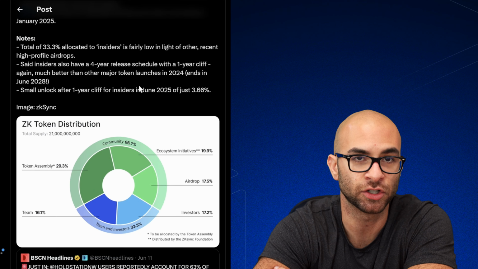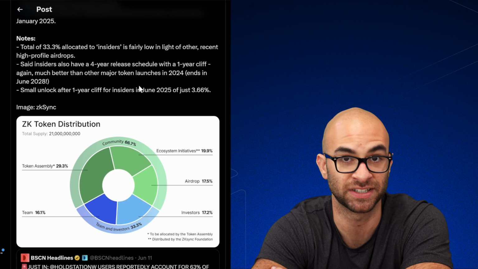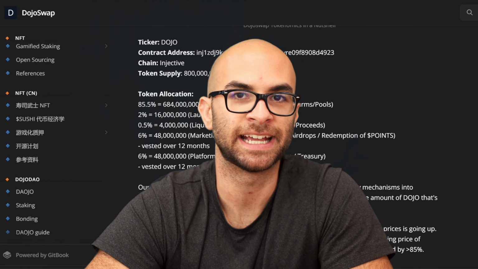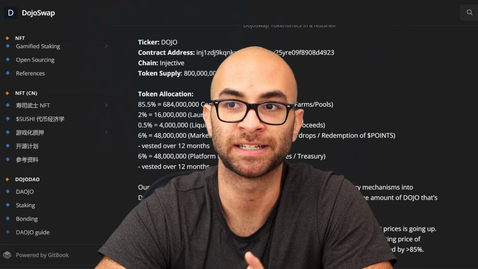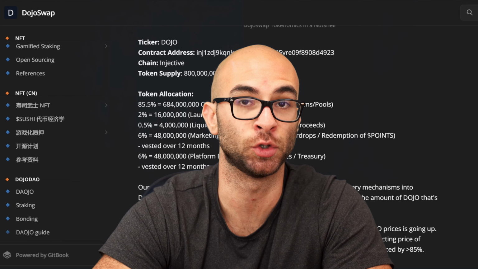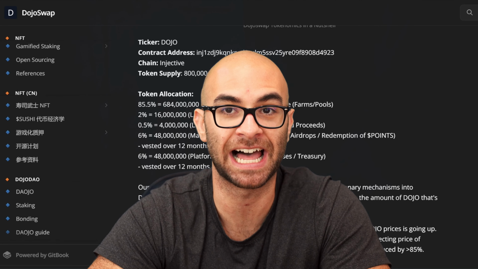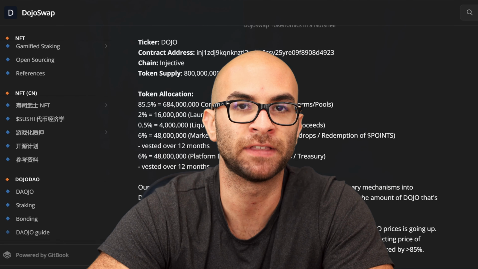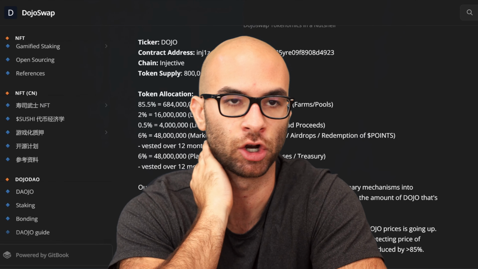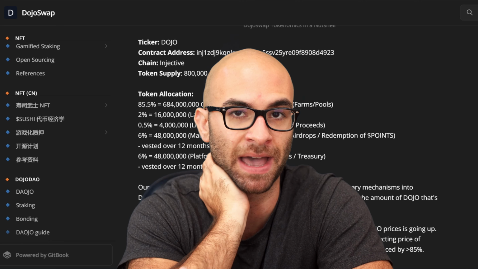Now, what this post isn't showing is the actual token emissions and unlock schedules, which is really important to look at. I don't believe ZK Sync actually released their tokenomics emissions schedule, and that's something you have to pay a lot of attention to when they do release it, because if there aren't a lot of cliffs or vests with these different team token allocations, they can really dump on the market very early on, and that can have a negative impact on the price.